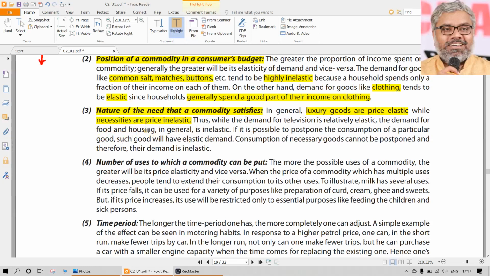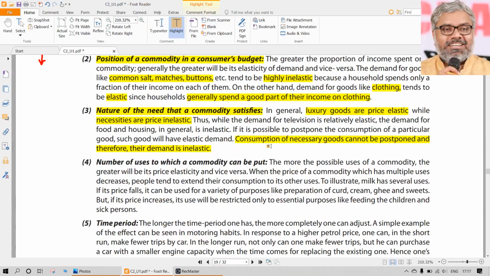a necessity. Having a house is a necessity is one part. Having an own house is a necessity. That is a psychological factor. So that psychological factor and the kind of need that some commodity satisfies will have an impact also on the price elasticity of demand. So in general, the conclusion can be here: luxury goods, comforts, luxuries can be price elastic, necessities are price inelastic, because necessities consumption cannot be postponed. Simple. That is why their price elasticity of demand is inelastic. So there is not much price elasticity of demand for necessities.